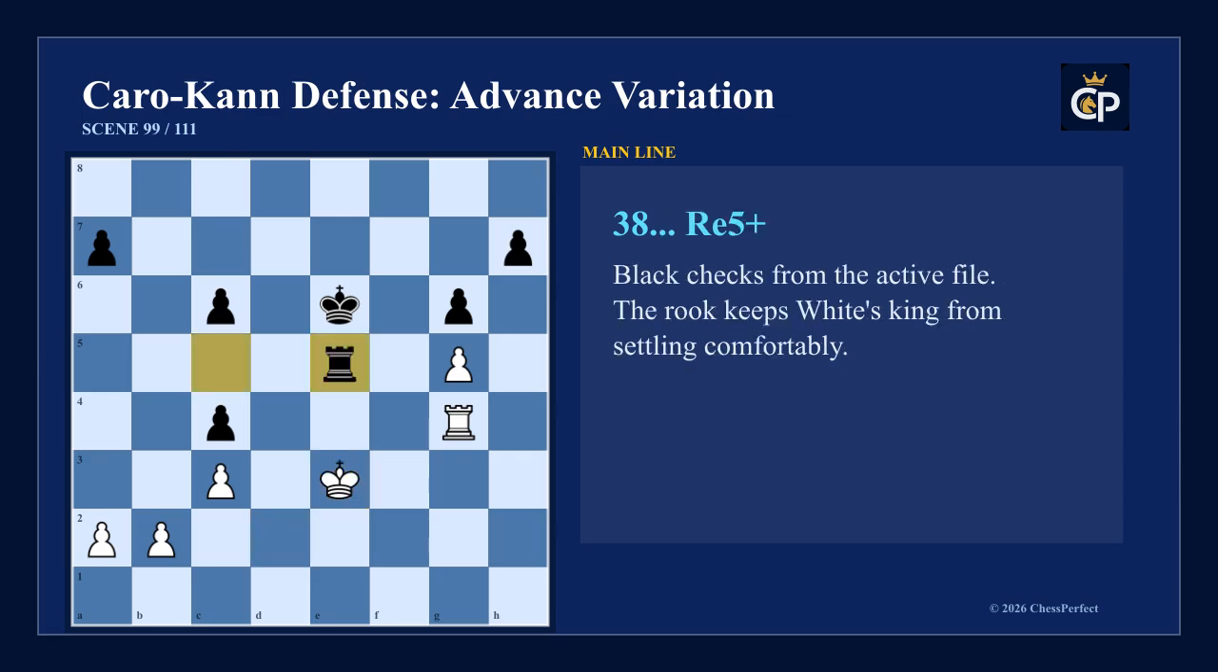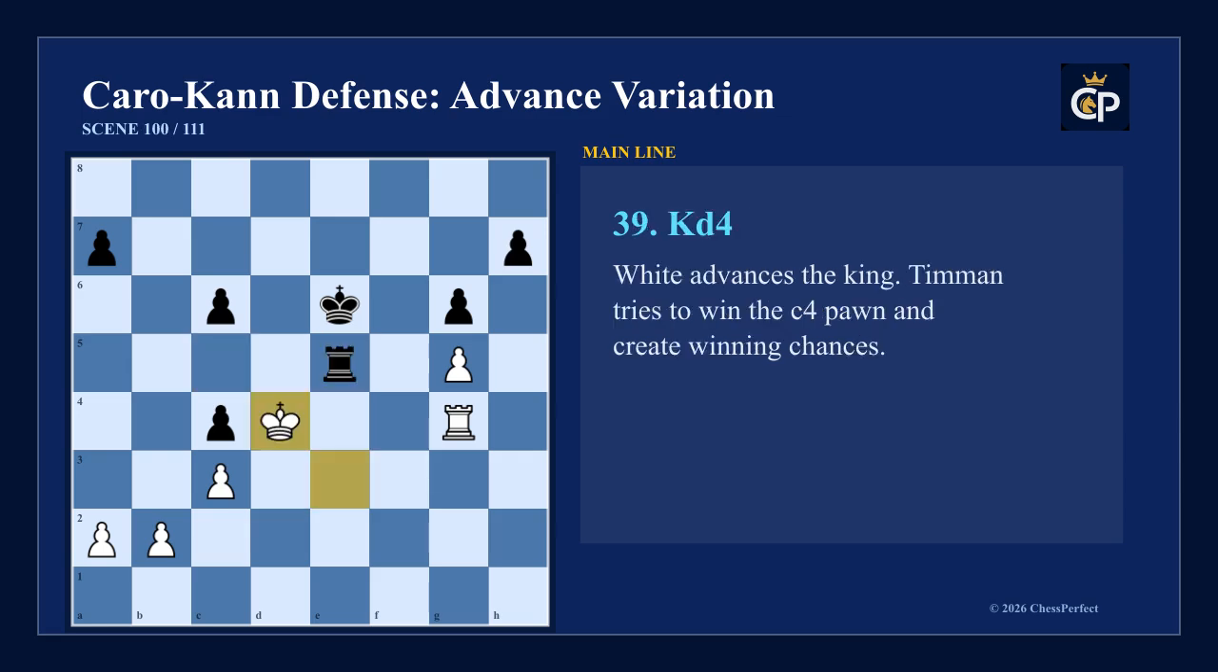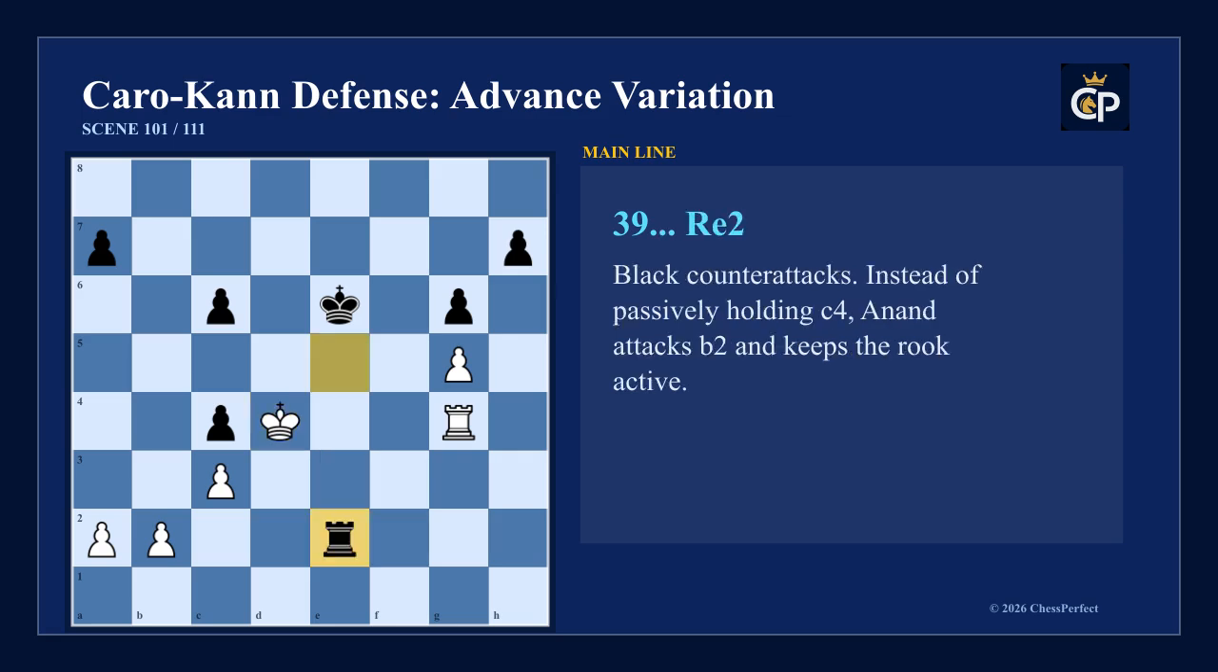Rook e5, check. Black checks from the active file. The rook keeps white's king from settling comfortably. King d4. White advances the king. Timman tries to win the c4 pawn and create winning chances. Rook e2. Black counterattacks. Instead of passively holding c4, Anand attacks b2 and keeps the rook active.